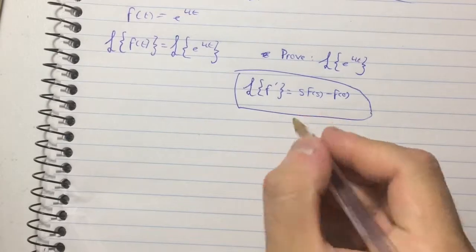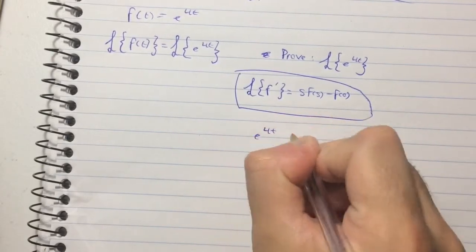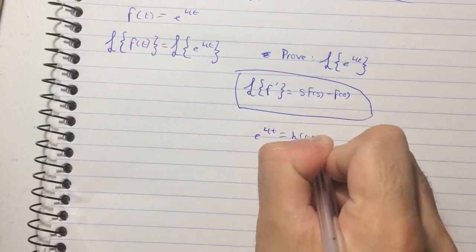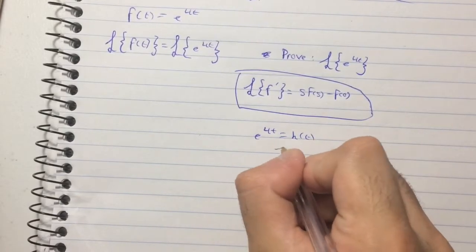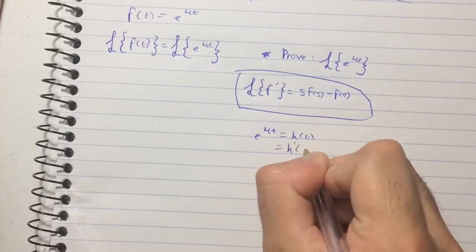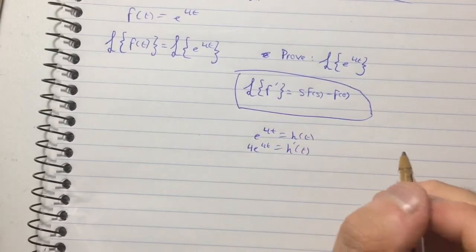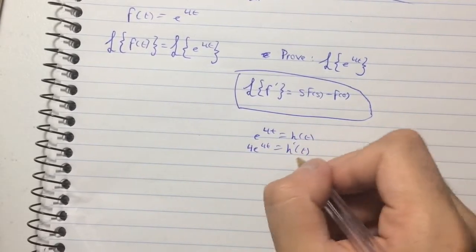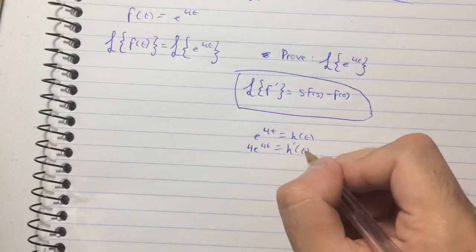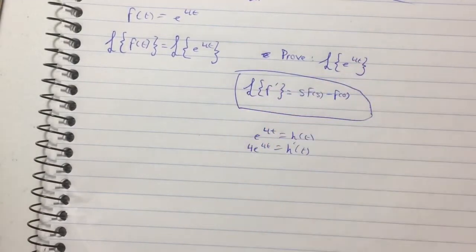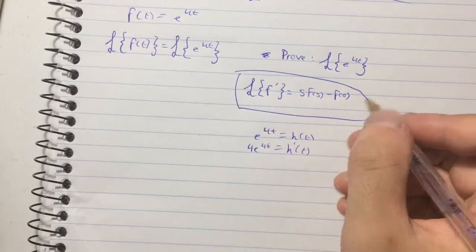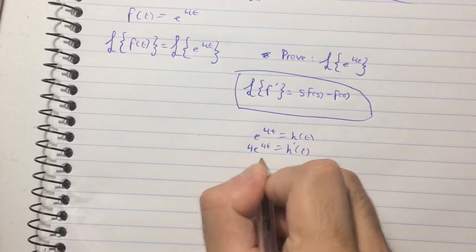So what I do is I take this e to the 4t, and I'm going to say that that's equal to h of t. So now, I'm going to take the derivative of that, h dash of t, and that's 4 e to the 4t. Alright, I want to take the Laplace transform of both sides. See how I have a derivative here? That's exactly what I'm about to do. I'm going to apply the Laplace transform formula. So I'm going to rewrite it the other way around.